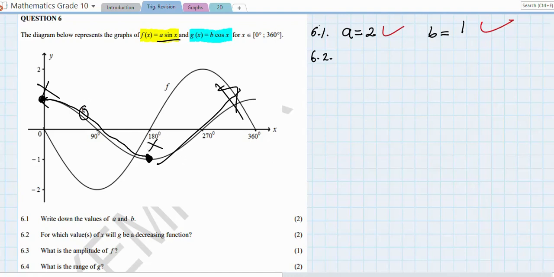Now, you mention the x values for that. You're just going to say, whenever x is bigger than 0, the graph is going down. Up until when? Up until x reaches 180 degrees.